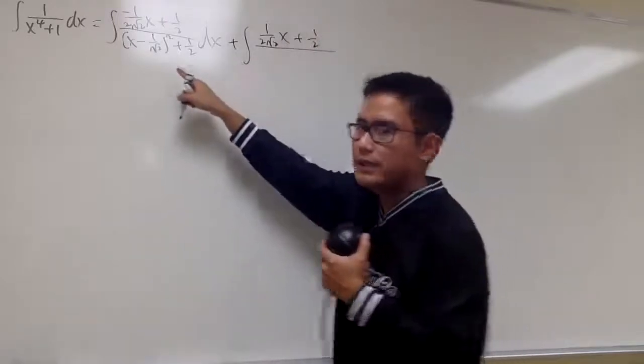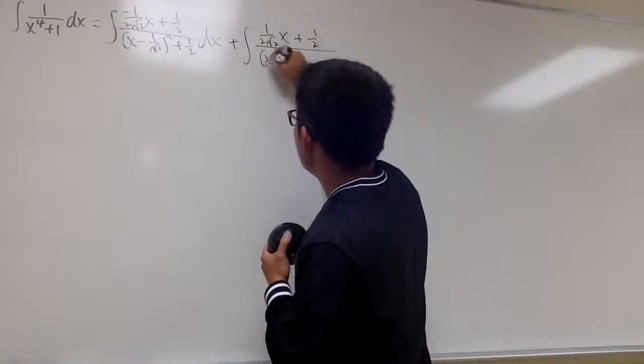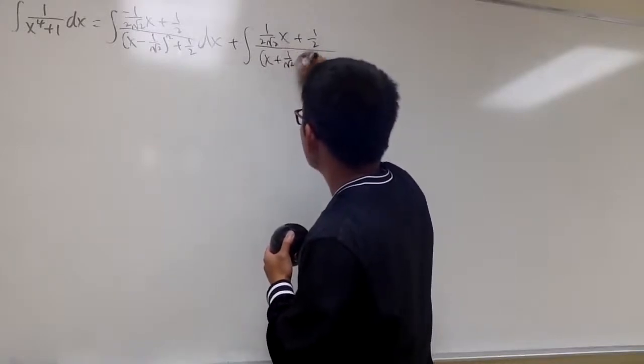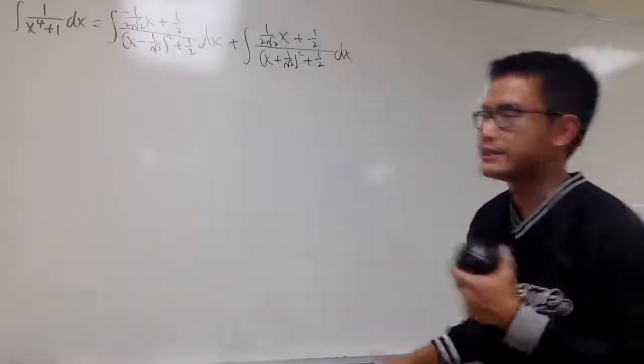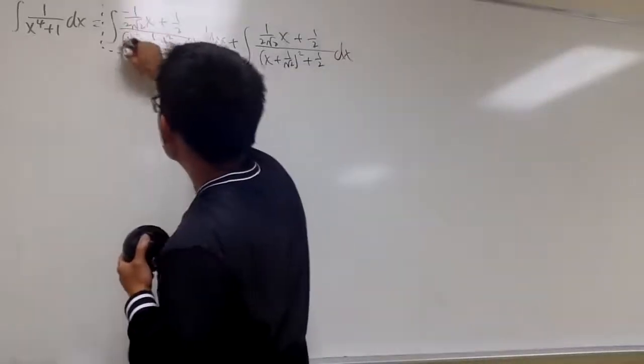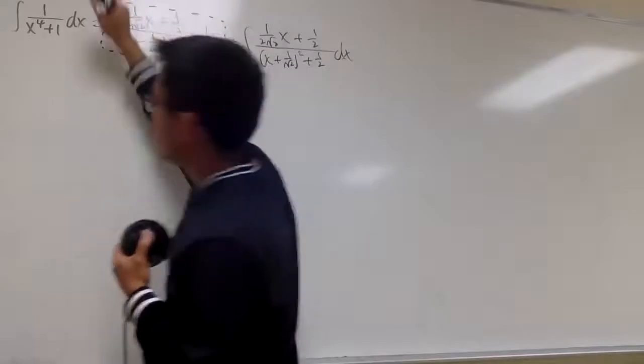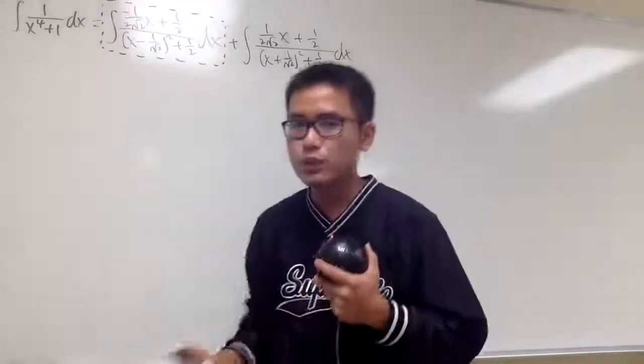And then for this denominator here, we have the positive version, namely (x + 1/√2)² + 1/2, right? And you see, they are really similar. Let's just go ahead and do this one first. And then for the second one, I'll just tell you guys what the answer is. To integrate this, we have to use a u-sub.